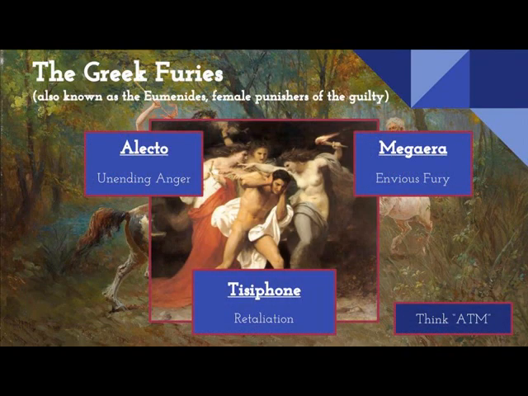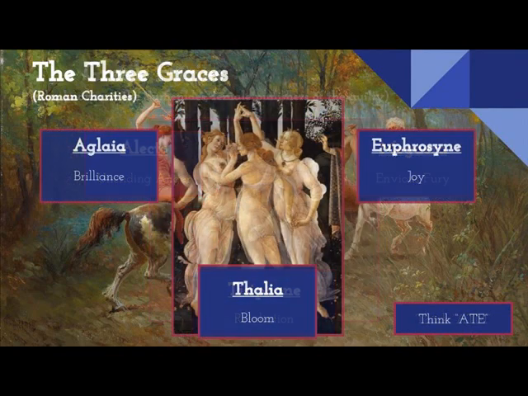There are exactly 3 Greek Furies, also known as the Eumenides, female punishers of the guilty. Alecto, unending anger. Tisiphone, retaliation. Megaera, the envious fury. To think of them, think of ATM. There are exactly 3 graces, also known as Roman charities: Aglaia, or brilliance; Thalia, or bloom; Euphrosyne, or joy. To remember them, think of ATE, A-T-E.